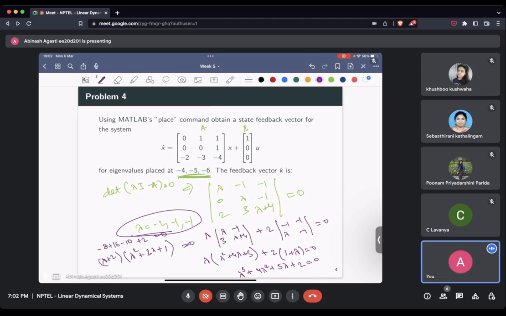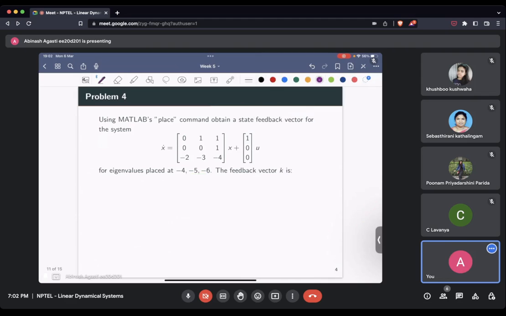So with that, we'll follow the same procedure. Now I'll put in a state gain vector, u is equal to minus Kx. So that will make the system x dot equal to (A minus BK) x. So I want these eigenvalues to be at these positions, minus 4, minus 5 and minus 6. So how do I do that?